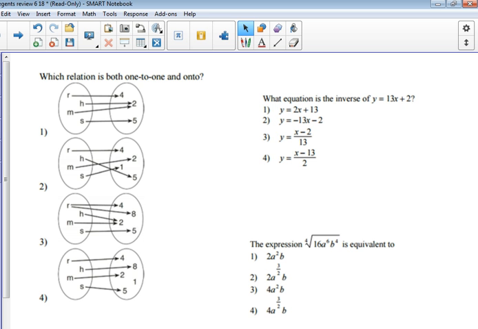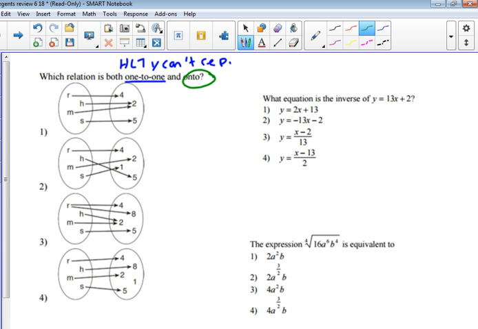Does anyone know what one-to-one means? Go ahead, Frida. Does that mean that the y or x value, no matter which one it is, only appears once? Okay, so one-to-one is the horizontal line test, which means the y can't repeat. For a function, the x can't repeat. What about onto? Does anybody know what onto means? All the y's are used. Perfect. Good. All y's are used. Great.